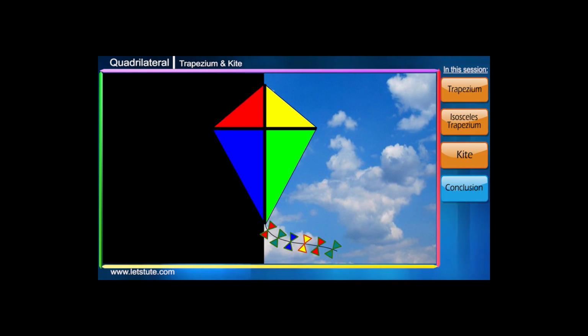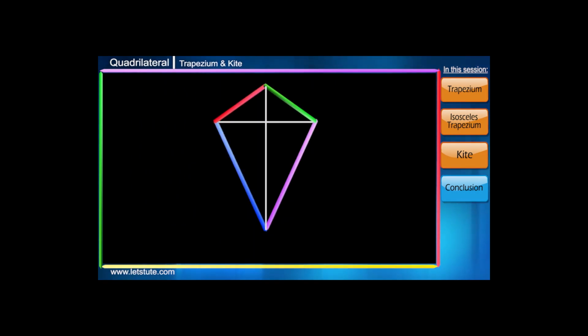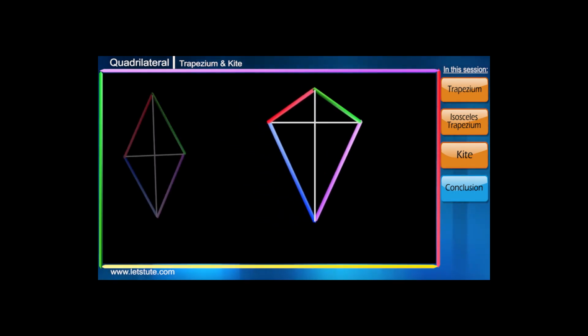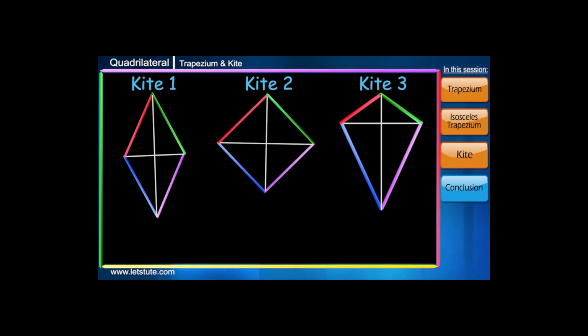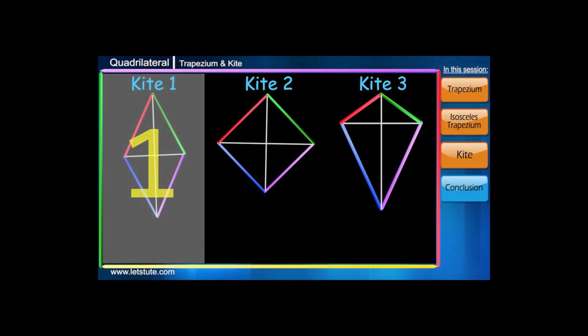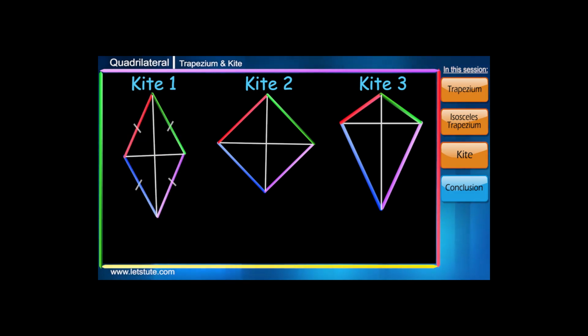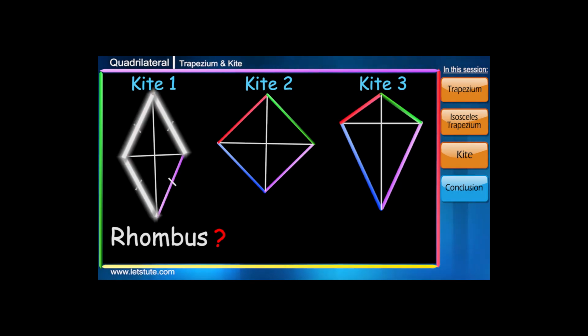Friends, try to make the shape of a kite along with me with these Mikado sticks and write whatever you observe. I've made 3 kites and all of them are a bit different from each other. See my first kite. All its sides are of equal length. Can we call it a rhombus, which we have learned in our previous session? If all the sides are equal, they have to be parallel. So it becomes a rhombus, right?